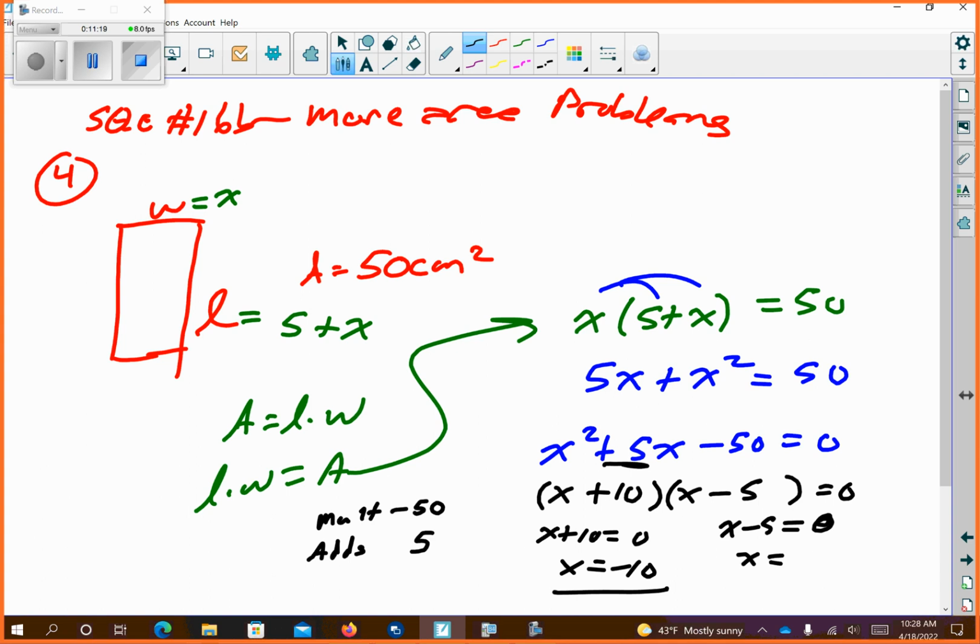Add 5 to both sides. So I find that x is 5. And up here I said the width is 5 centimeters. And then I know that the length is 5 more than that. So 5 plus 5 is going to give me 10 centimeters. So my dimensions are 5 and 10. And realize if you multiply 5 and 10 together, you get 50, which is good. Pretty straightforward, I think, I hope.